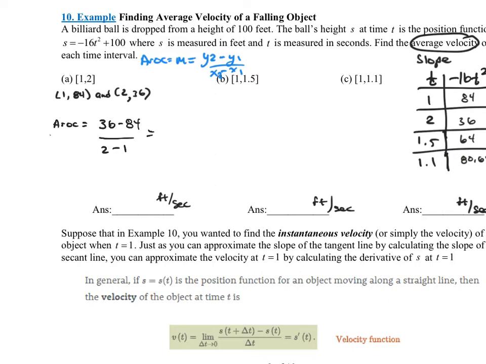36 minus 84 all over, and then I do 2 minus 1. I don't know why I did that because that's just 1, but that's okay. I'm getting negative 48. So what is the ball traveling at? The billiard ball is traveling at negative 48 feet per second.